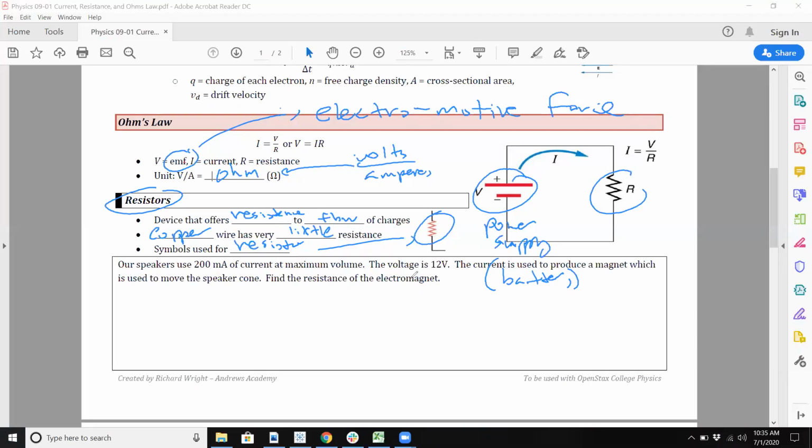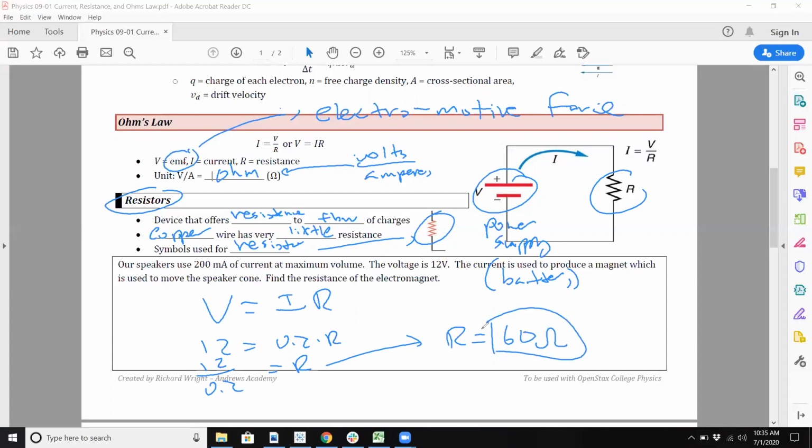So speakers have 200 milliamperes at maximum volume, voltage 12 volts. The current is used to produce a magnet, which is used to move the speaker cone. Find the resistance. So, really simple. V equals IR. 12 equals 0.2 times R. Solve for R. The resistance is 60 ohms. That's it. Really easy stuff. So you guys are just getting acquainted with this.